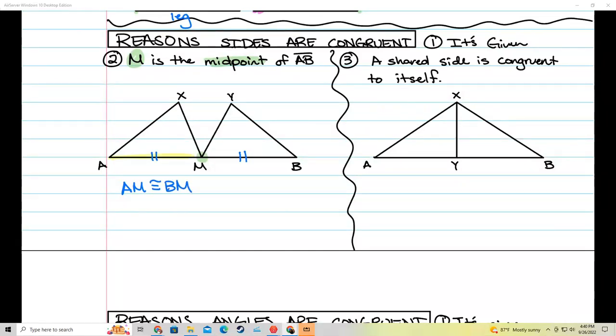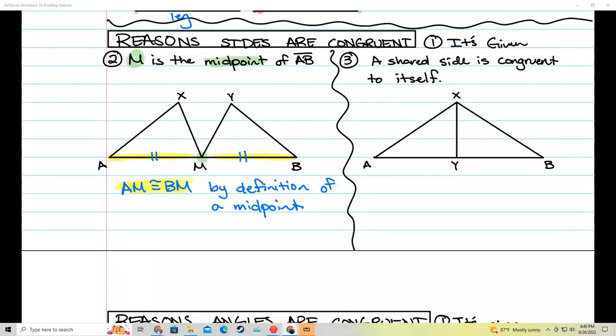This segment on the left must be the exact same size as this segment on the right. How do I know that? I know that because by definition of a midpoint, that's what a midpoint does. This was not given to me. I had to use some logic in order to figure that one out.